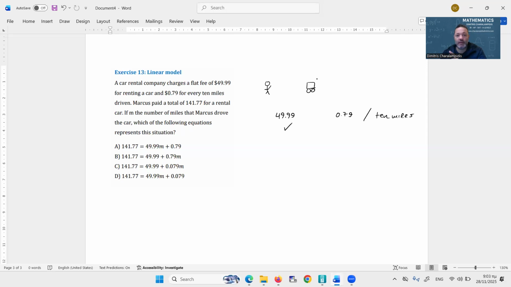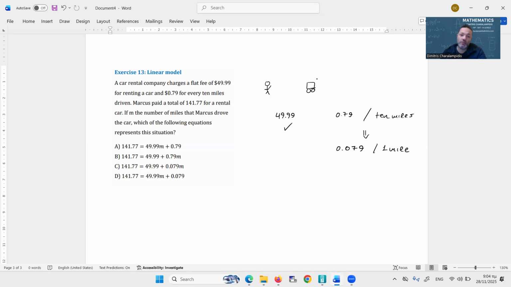And if you consider the way the question itself is formed, it says that M is the number of miles, not the number of 10 miles. So through the relation that $0.79 every 10 miles, we can translate that as $0.079 every 1 mile. So now we know the exact amount that he will be charged per mile.